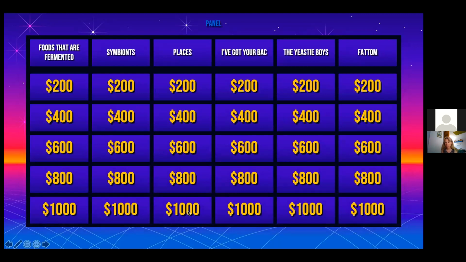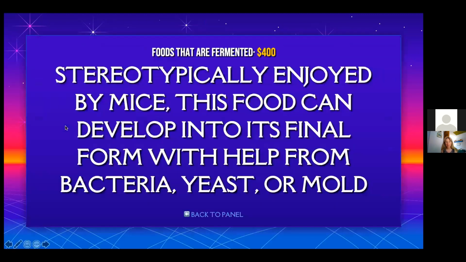All right, someone pick a category. Category and dollar amount. Anyone? Foods for 400. Stereotypically enjoyed by mice, this food can develop into its final form with help from bacteria, yeast, or mold. Oh, we got lots of cheese coming in. Very good. I can't even keep up.